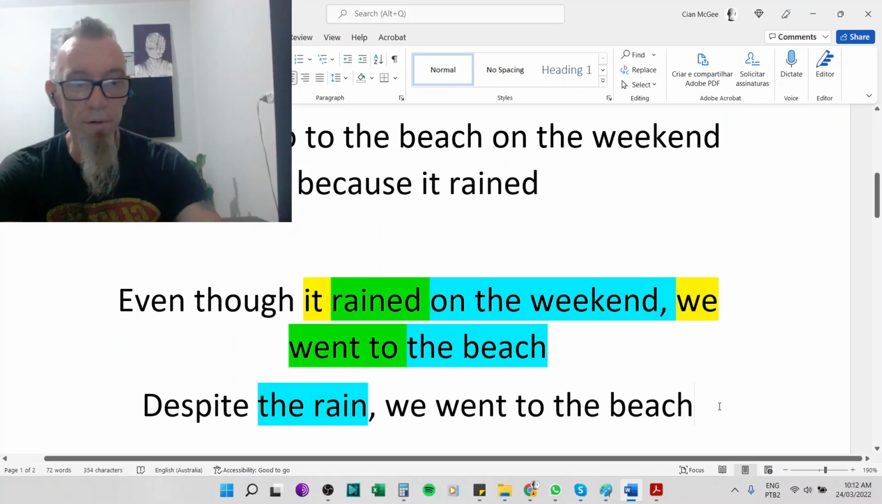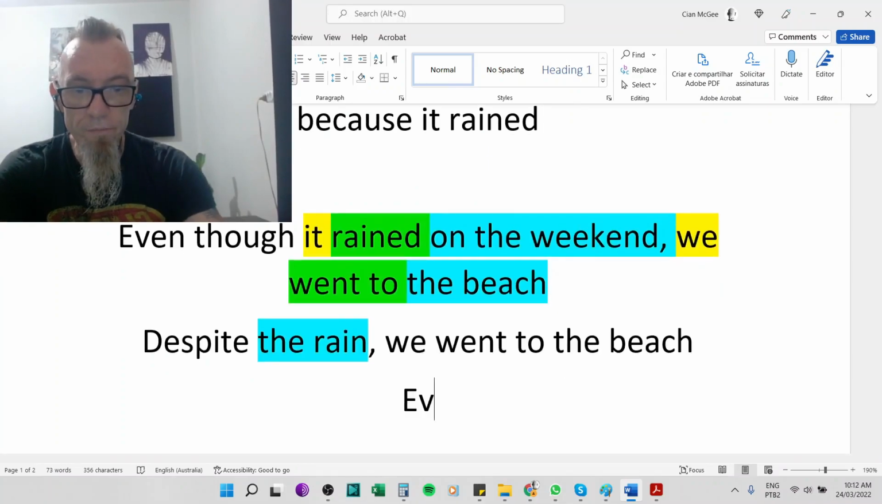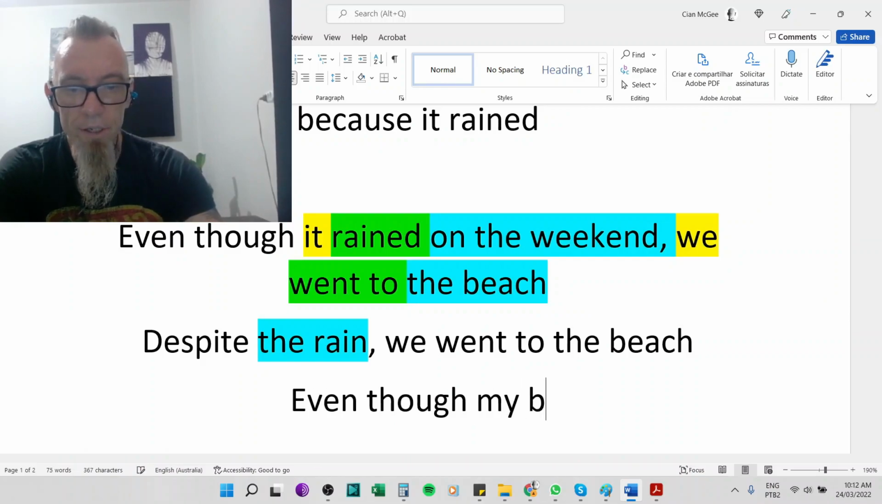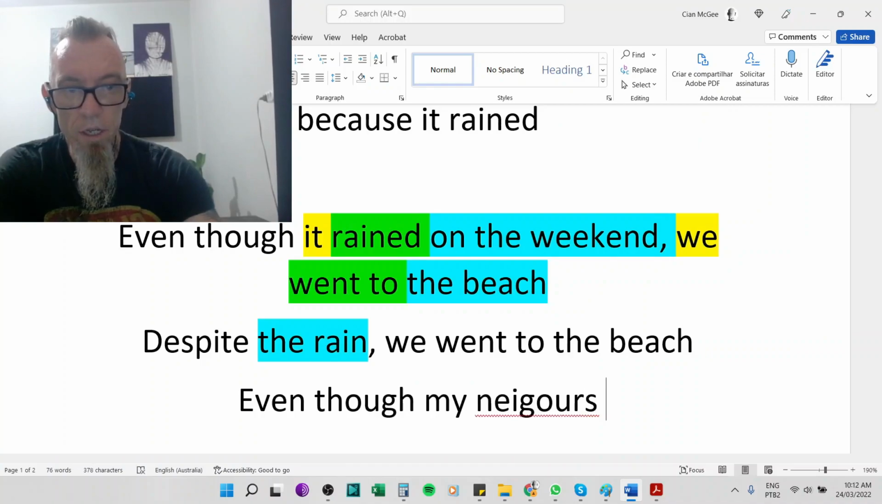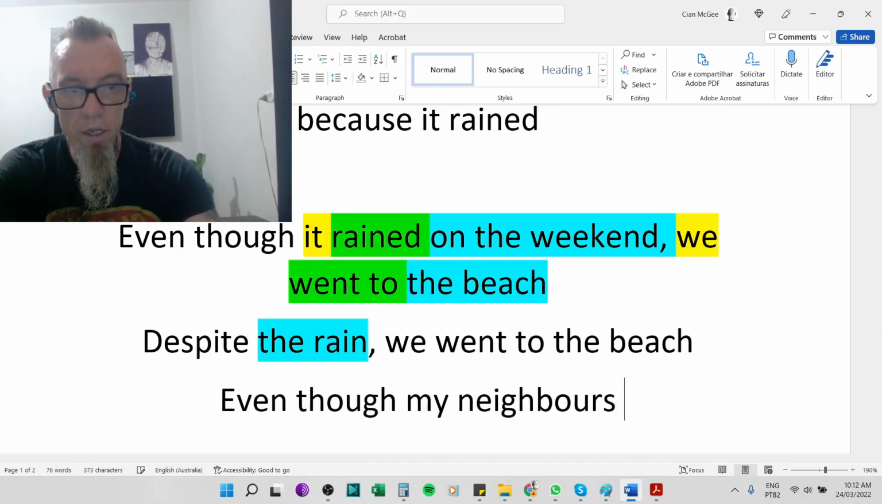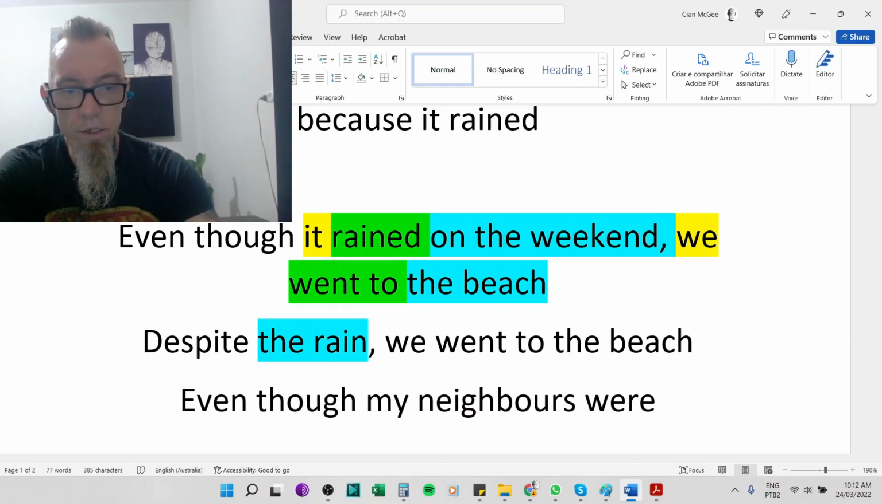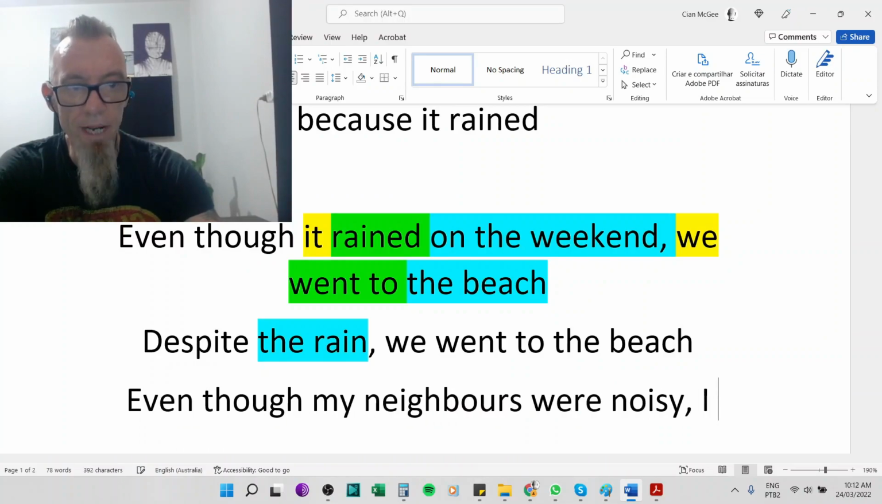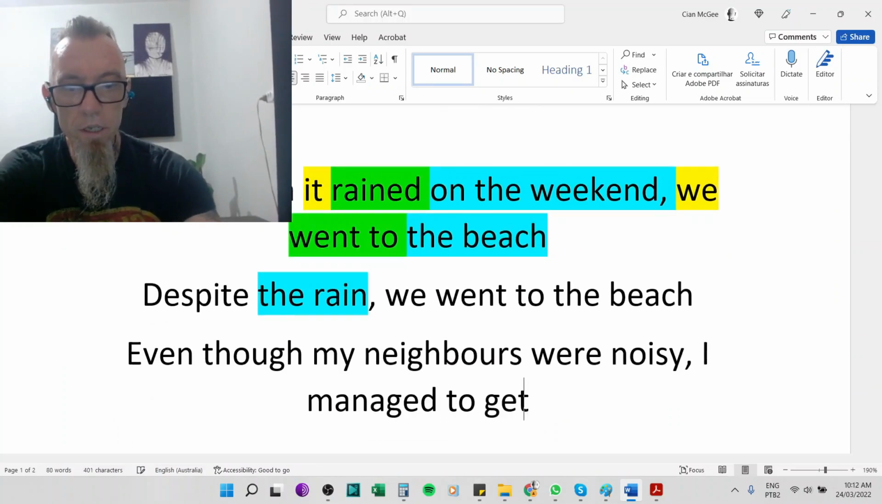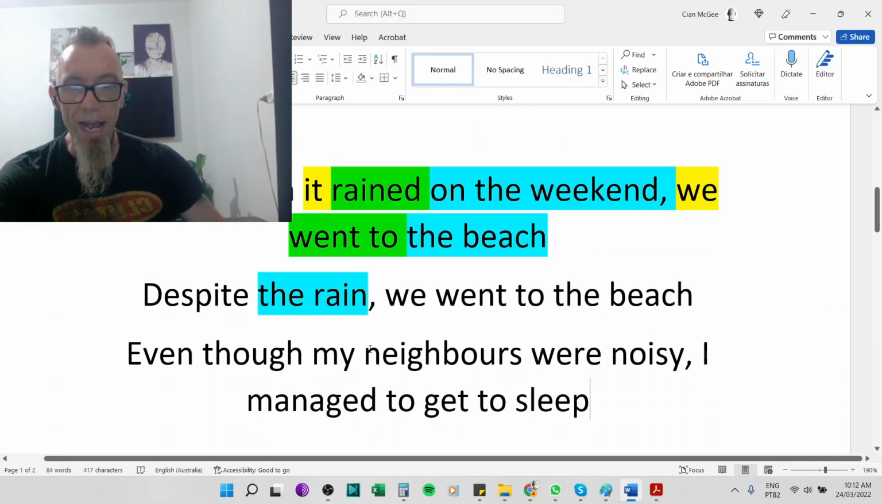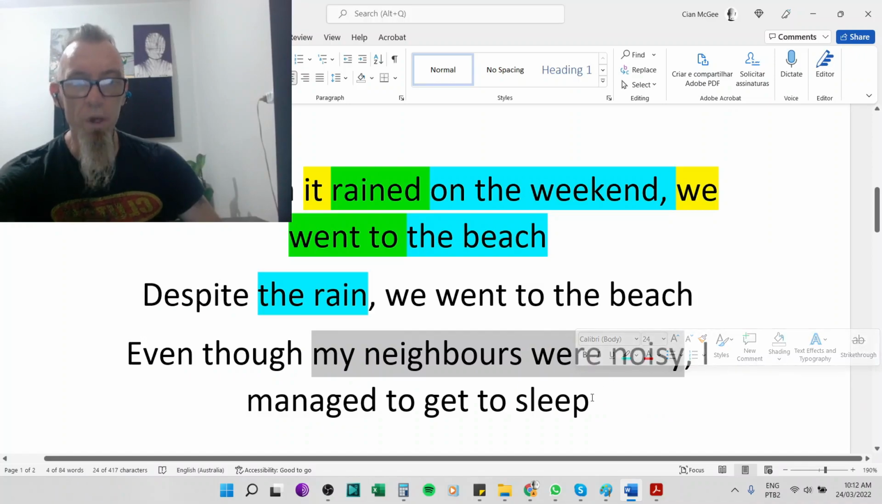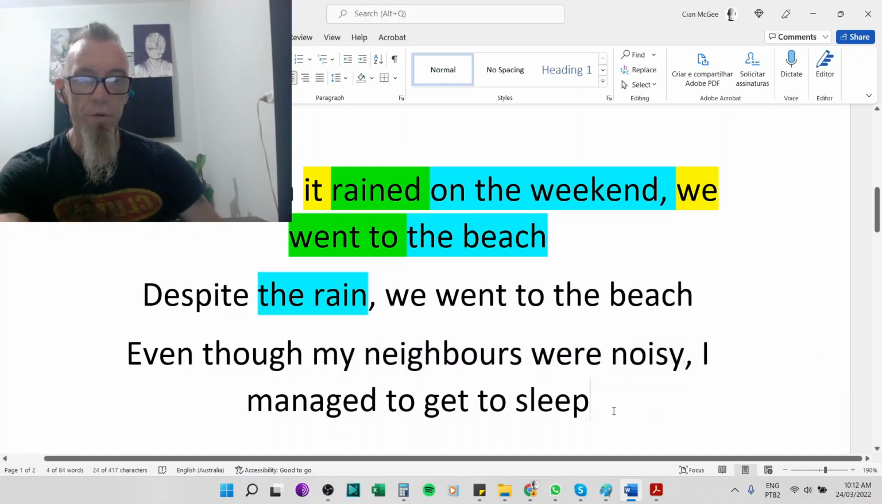We could say, for example, even though my neighbors were noisy, I managed to get to sleep. All right, so there we have 1, 2, 3, 1, 2, 3. So I have my subject, my verb, and my object. So 1, 2, 3, 1, 2, 3.